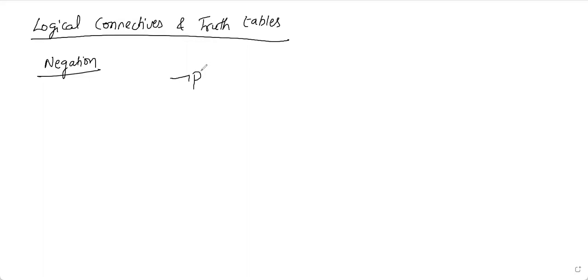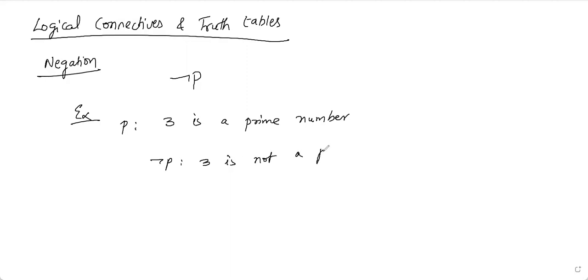For example, take 3 is a prime number. If I call this proposition P, then not P would be 3 is not a prime number.